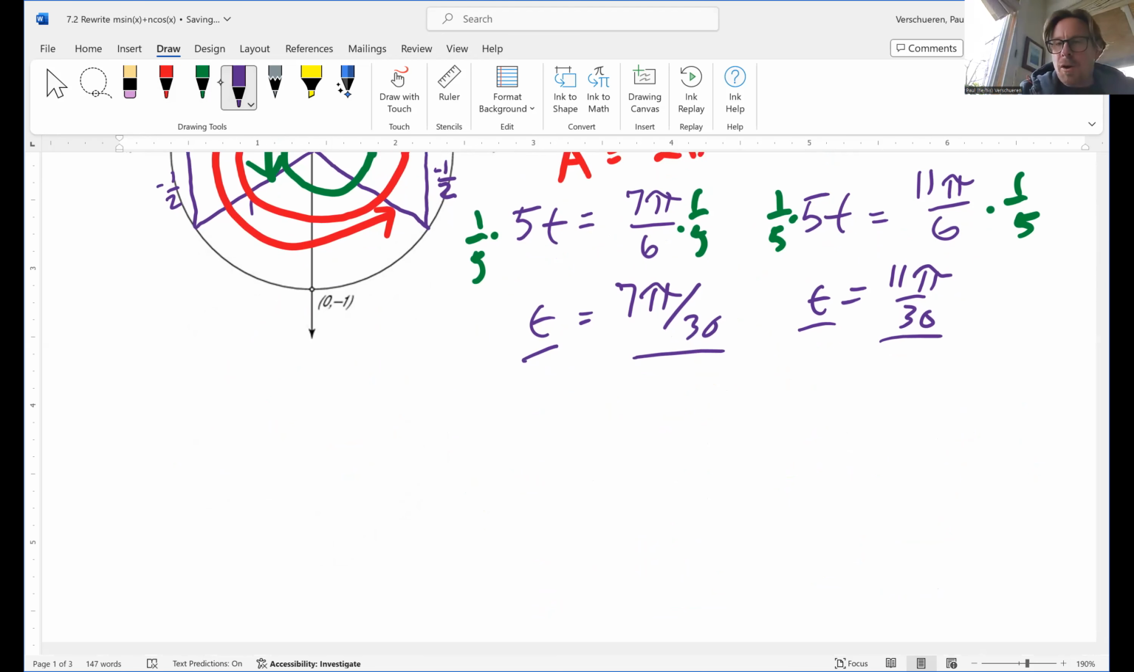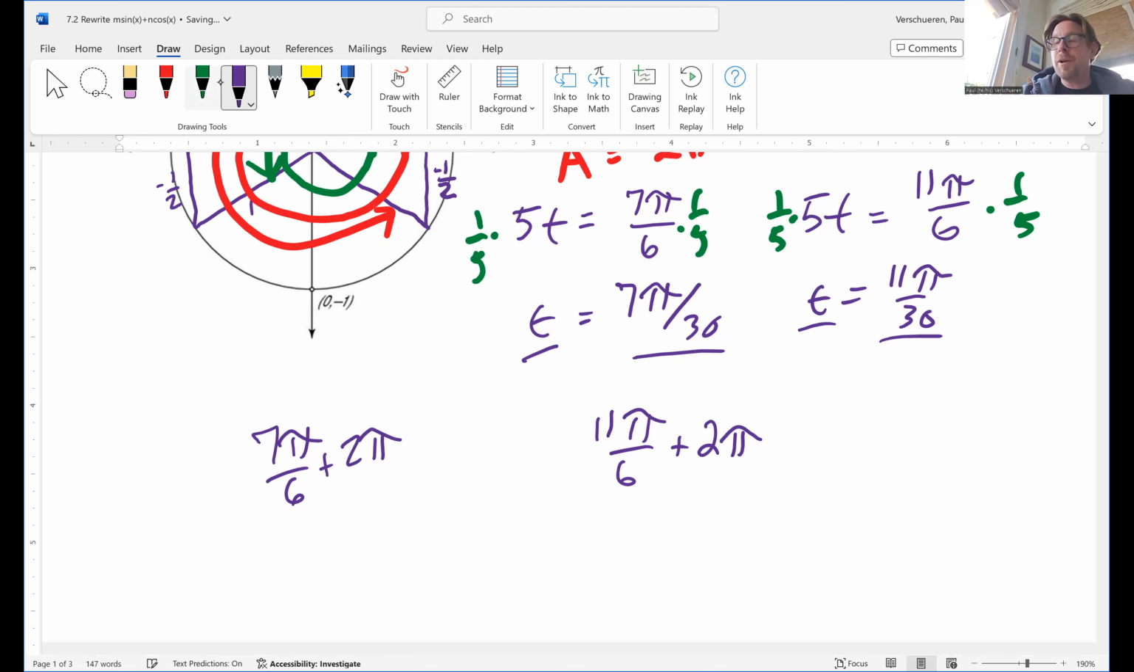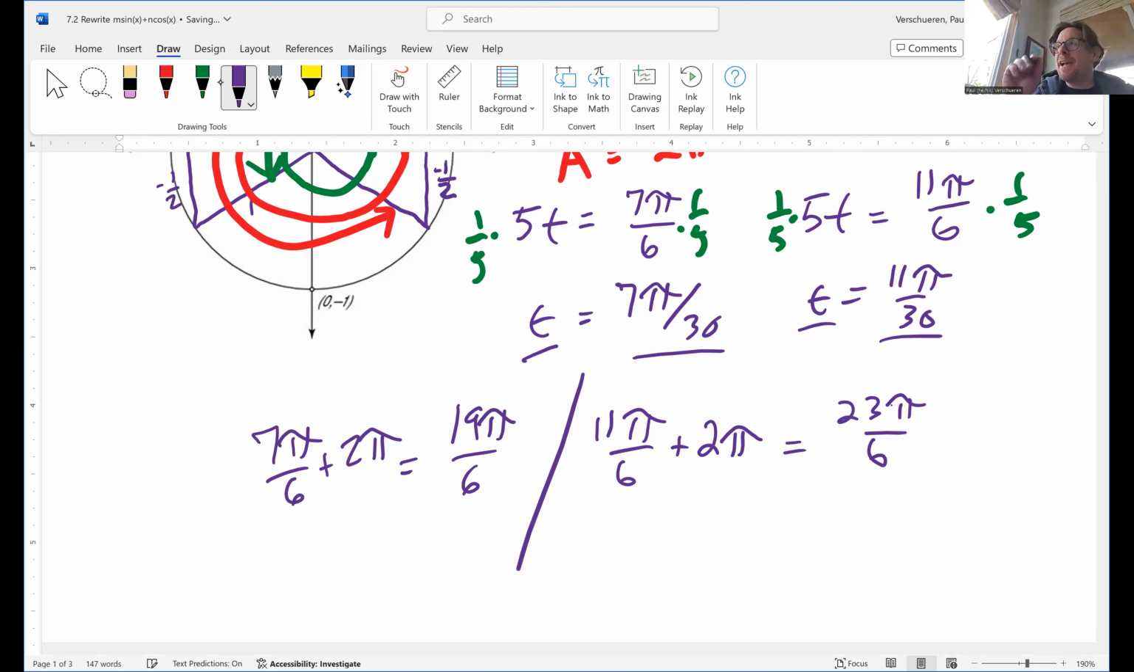Just quickly recall that our original solutions were 7 pi over 6 and 11 pi over 6. By adding 2 pi to both of those, we can look at the next coterminal angles. 2 pi is 12 pi over 6, so we get 19 pi over 6 and 23 pi over 6. But again, those are the measures of u, not t.